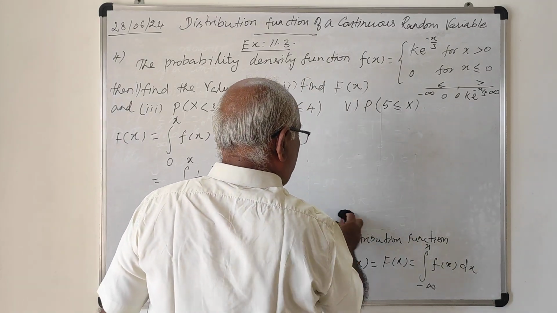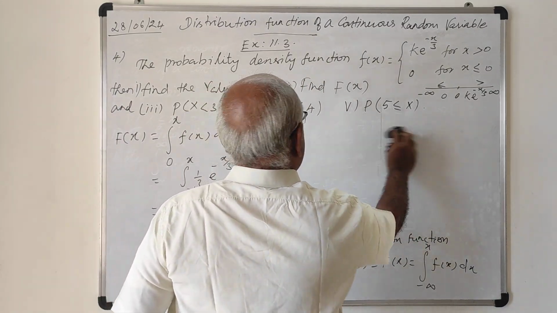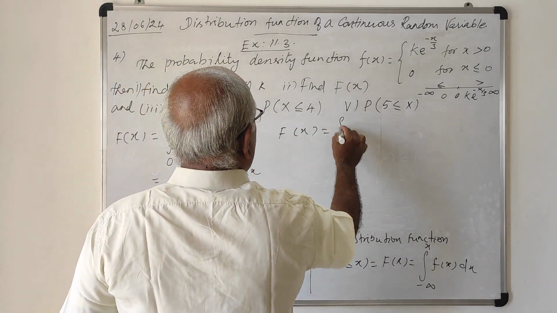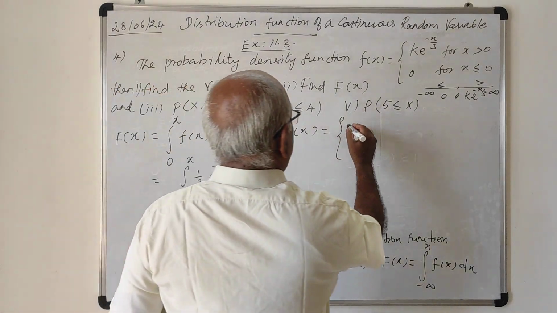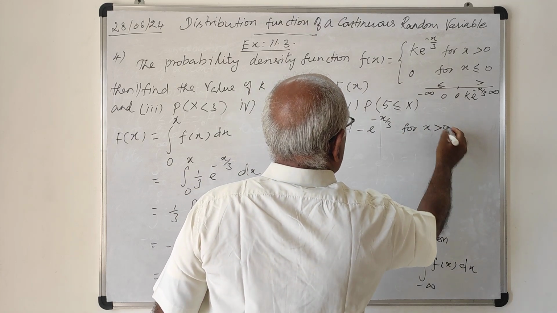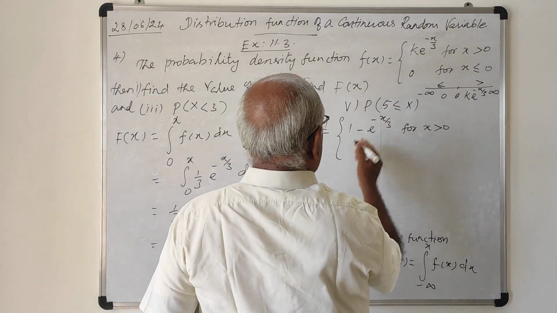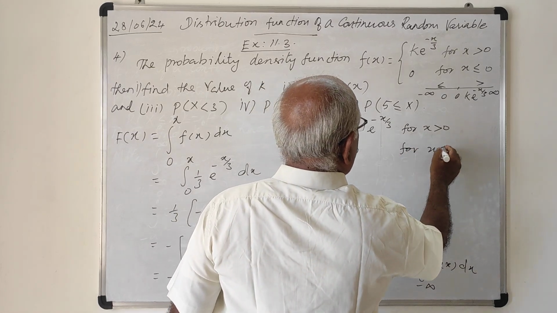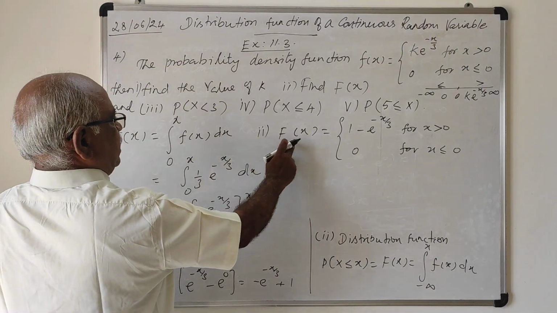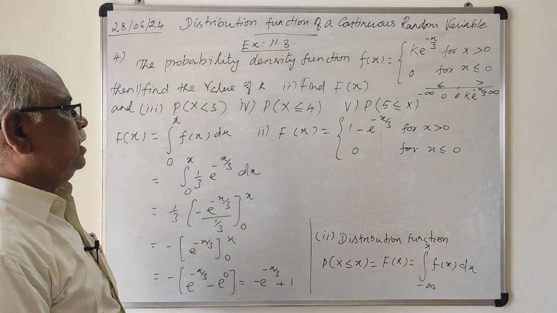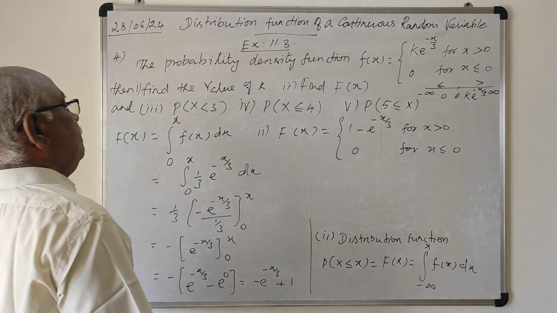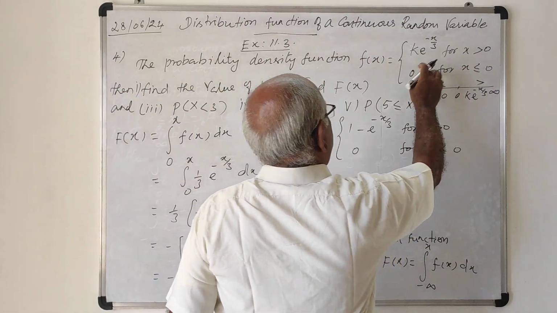We derived this after finding the value of k: the distribution function capital F of x is equal to 1 minus e power minus x by 3 for x greater than 0, and 0 for x less than or equal to 0. This is our distribution function. For the second question, the cumulative distribution function is 1 minus e power minus x by 3 for x greater than 0, and 0 for x less than or equal to 0, because for x less than 0 the function does not exist.